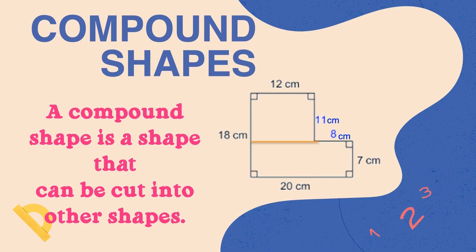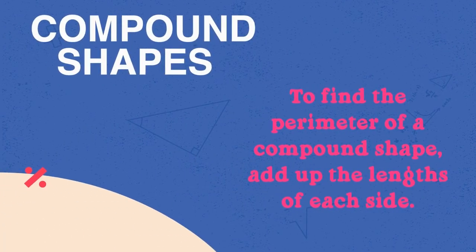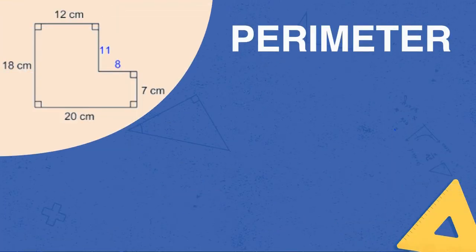But how do we find the perimeter of a compound shape? Well, to find the perimeter of a compound shape, add up the lengths of each side. Let's look at this shape as an example.